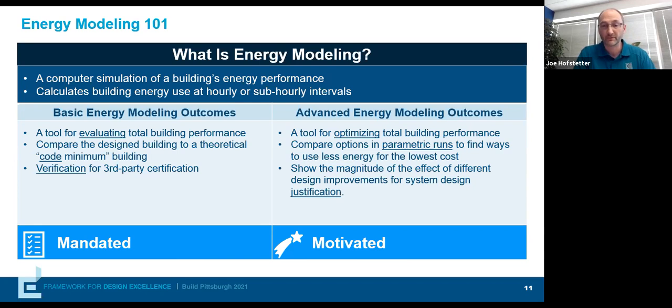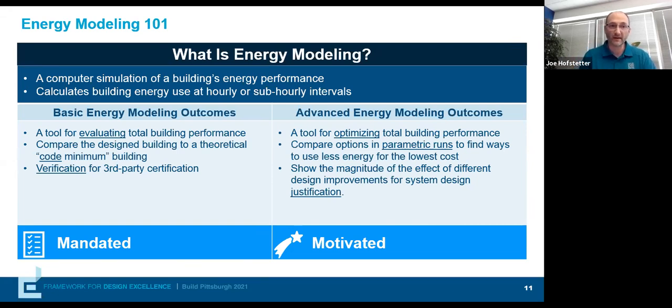We're trying to really do the best we can with the building, and energy performance is a very high priority that competes with other priorities for the building. Comparing parametric runs, really using the tool to not just run one comparison to code and that's it, but looking at multiple iterations, seeing those results, and reacting and making changes based on them.